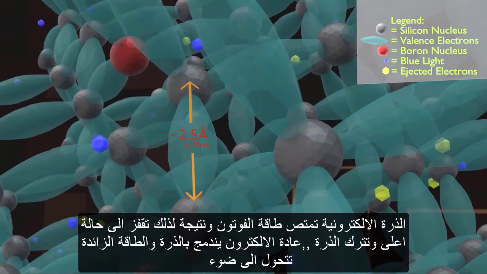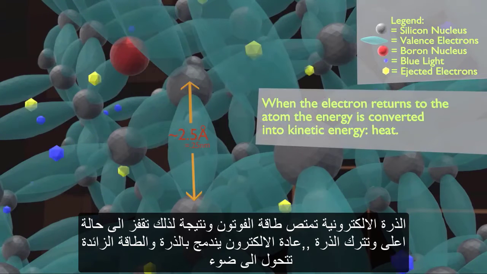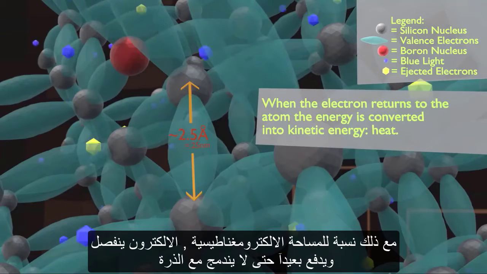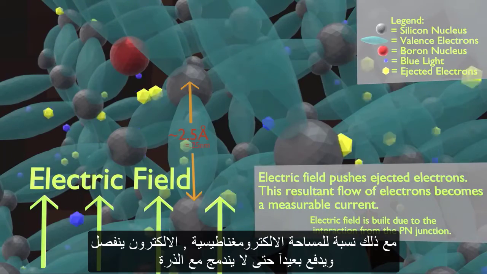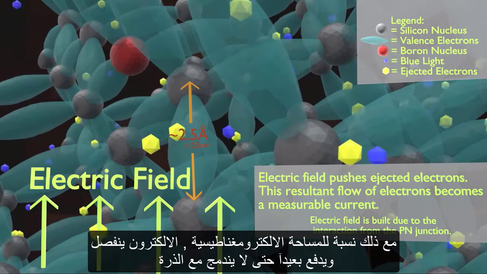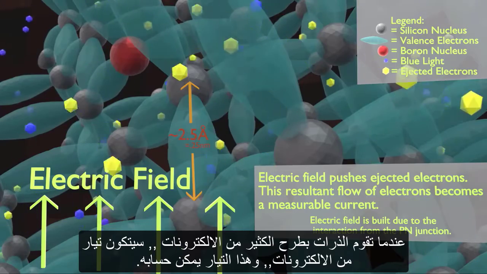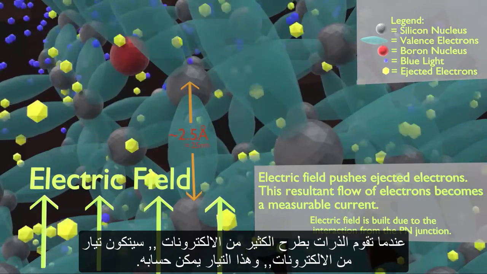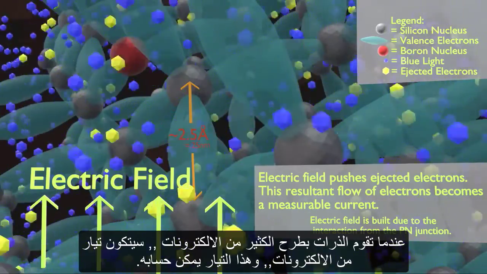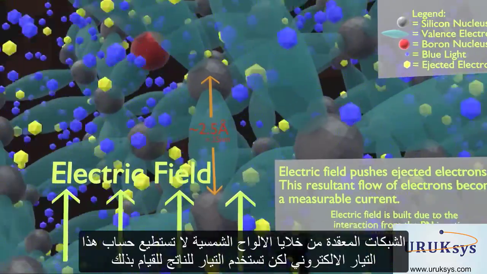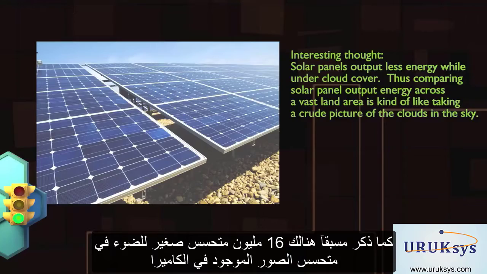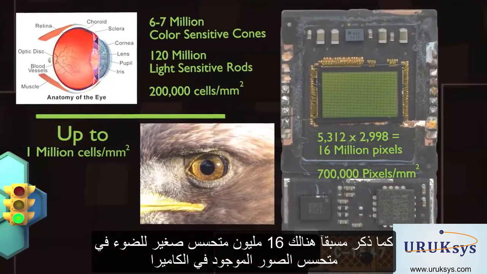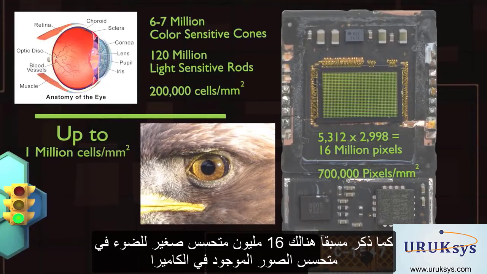Usually, the electron would just recombine with the atom, and the extra energy would be converted back into light. However here, due to an electromagnetic field, the ejected electron is pushed away so that it can't recombine with the atom. When a lot of photons eject electrons, a current of electrons builds up, and this current can be measured. Massive grids of solar cell panels don't measure the buildup of electric current, but rather use the current to do work. As mentioned before, there are about 16 million of these tiny light-sensitive circuits in a camera's image sensor.